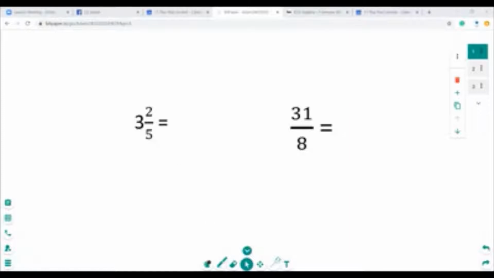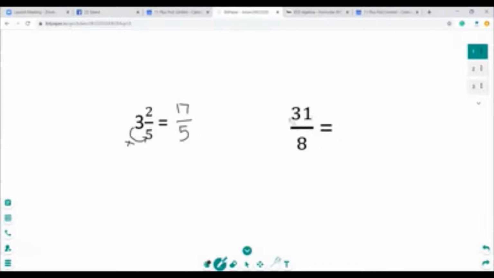an improper fraction. So the first thing you need to do is convert the denominator. So we will look here at 3 and 5. To go from a mixed number to an improper fraction, we multiply the whole number by 5. So 3 times 5 is 15. And then we add the 2 at the top. So we end up with 17 over 5.